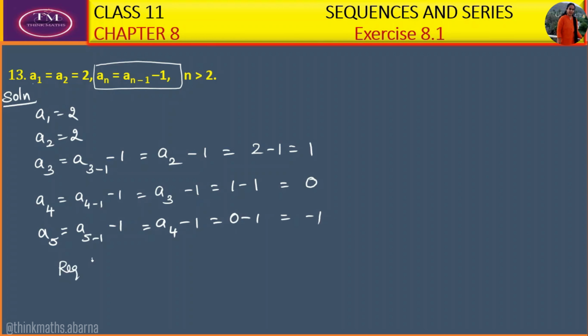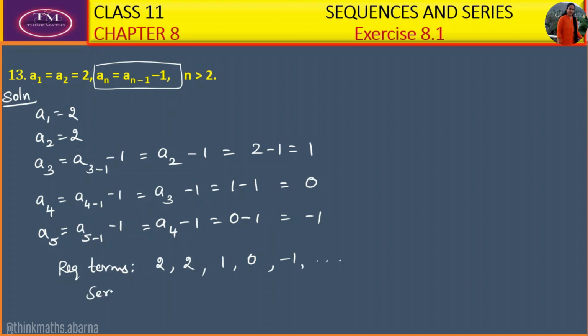So required terms. What are the required terms? First term it is 2. Second term is also 2. Third term is 1. Fourth term is 0. Fifth term is minus 1. This is the required term.